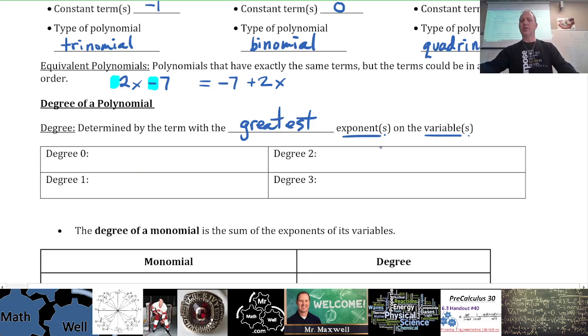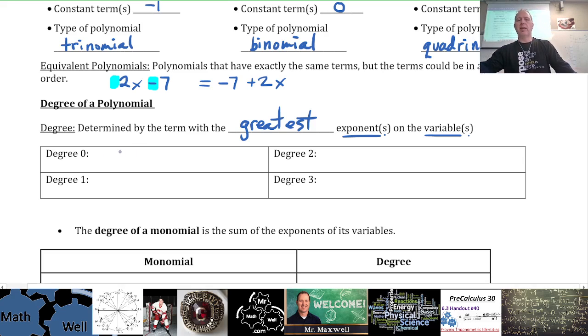So a degree 0 would be a polynomial where the largest exponent on the variable is 0. What kind of term would have an exponent on the variable of 0? What would that look like? It could be negative, yeah. But what is the clincher about degree 0?